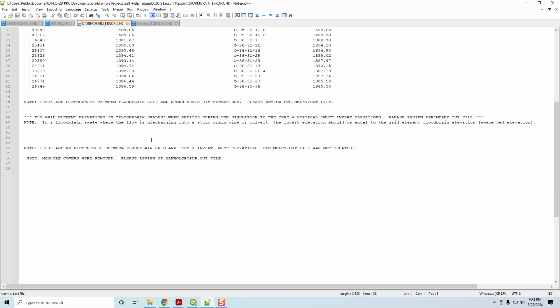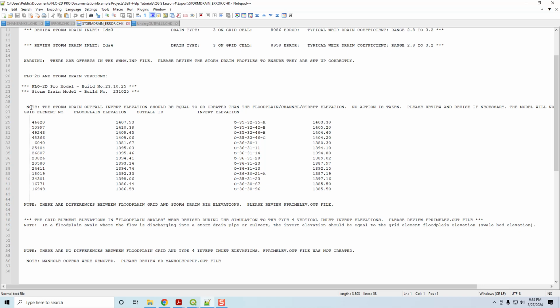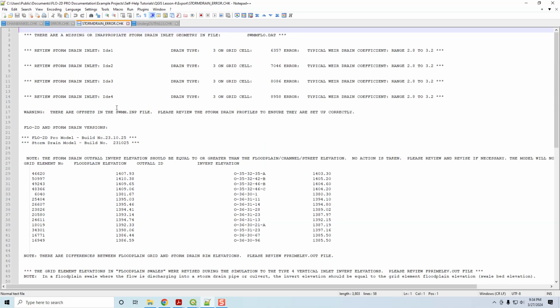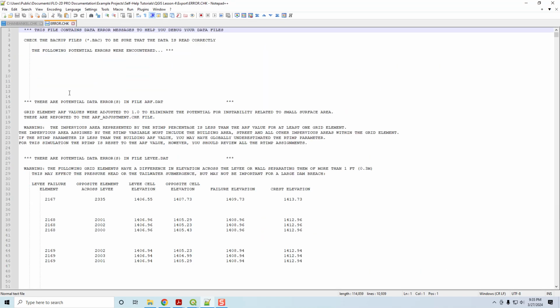And you can see that everything in here is a note, so that means that nothing caused a failure. If it has a failure, in here it will say error. And so let's close these two, and then this is your error.check file.